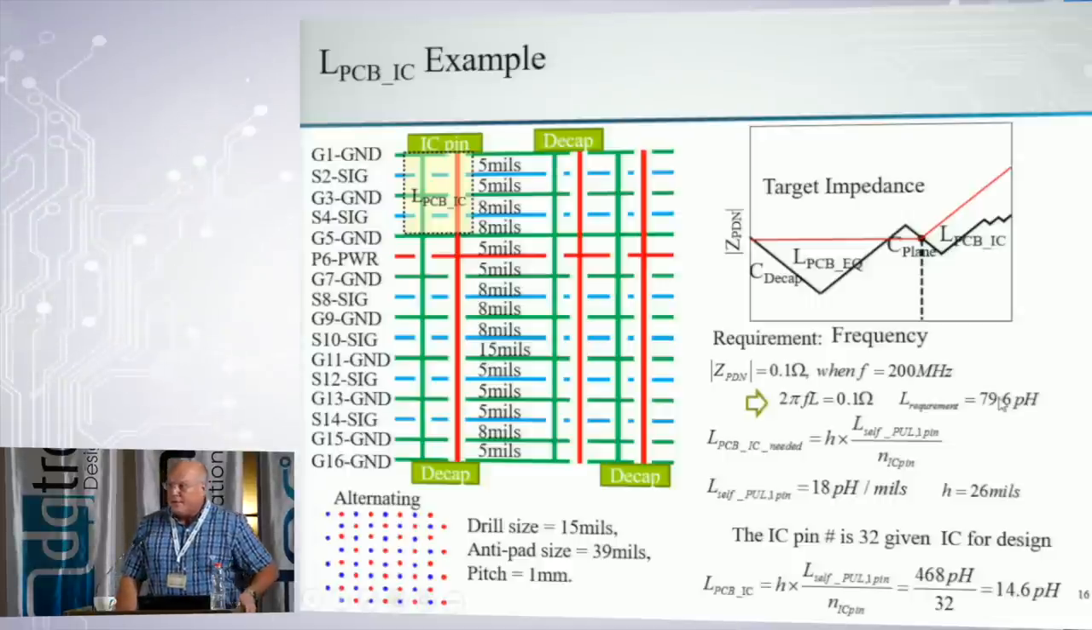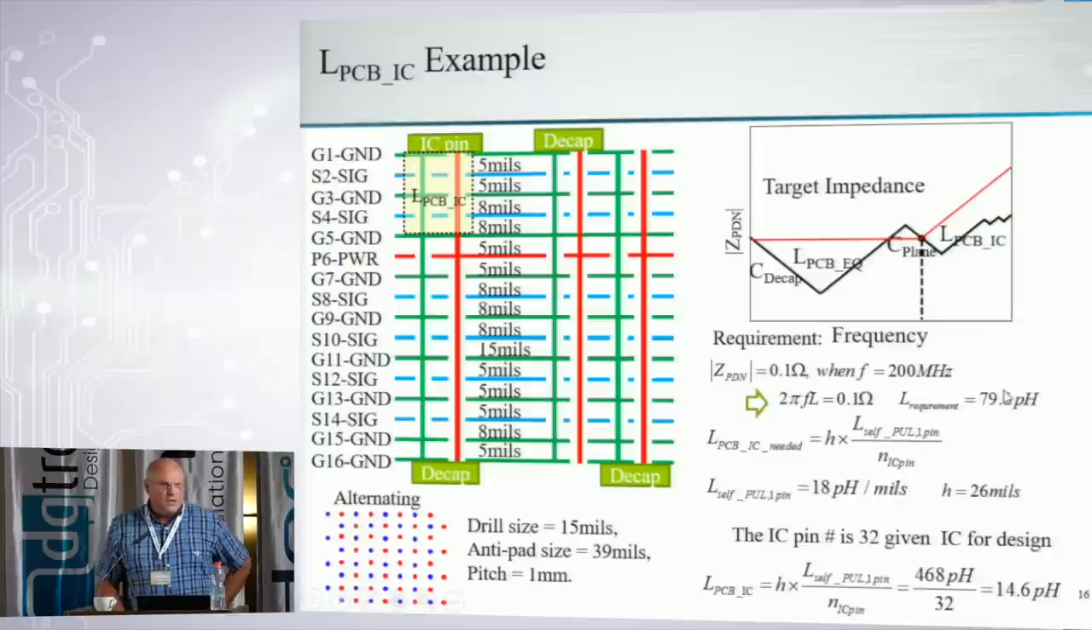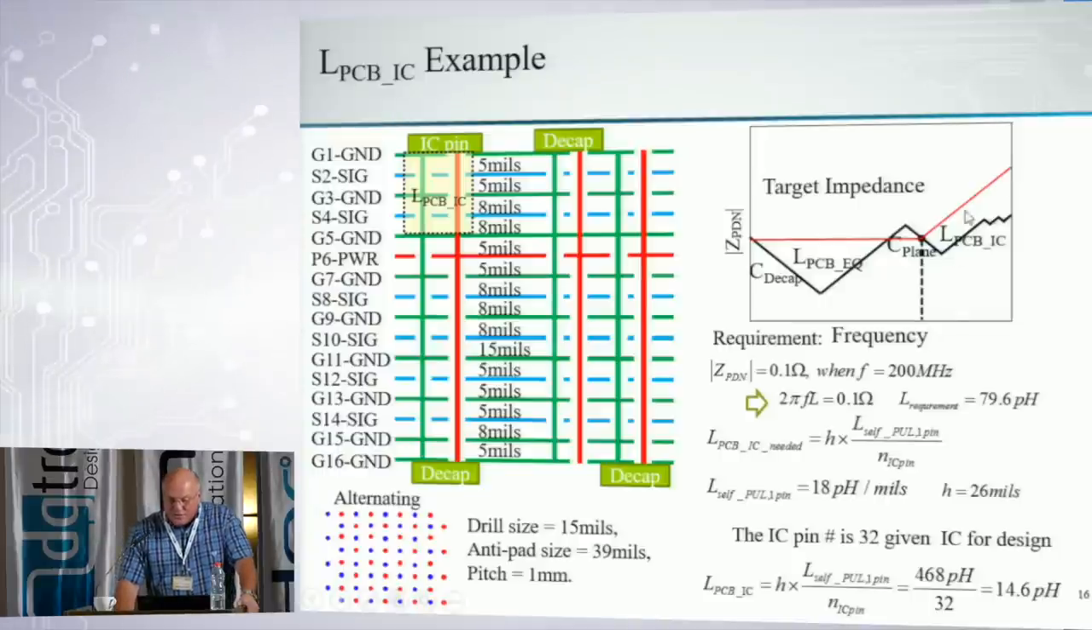Now again, one of the discussions over break was that this target impedance concept is absolute nonsense. Agreed. I don't want to argue that one, but it's what we get, and it's as well as we're going to do in the absence of having dynamic current profiles. So our requirement here, this high frequency requirement, is 80 picohenries.